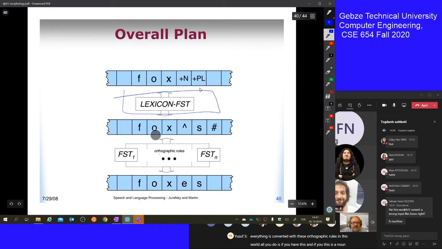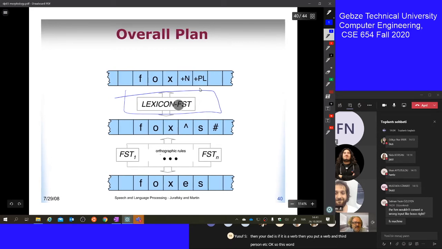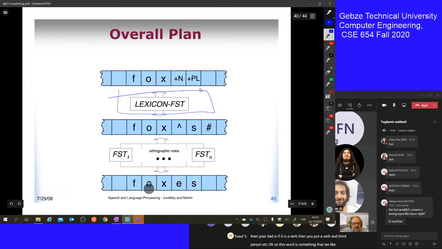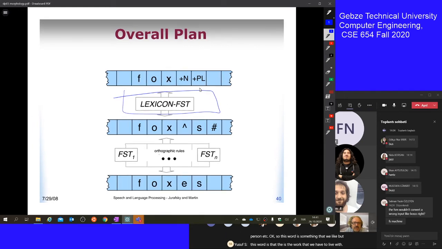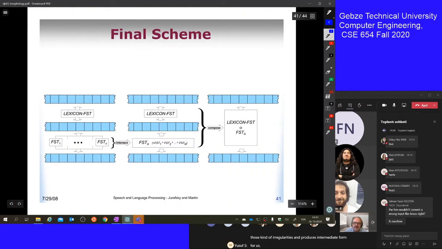If it is a verb, then you put a verb and third person, etc. Okay, so this word is something that we like, but this word is the word that we have to live with. And these orthographic rules take care of all those kinds of irregularities and produce this intermediate form for us. That's kind of the solution.